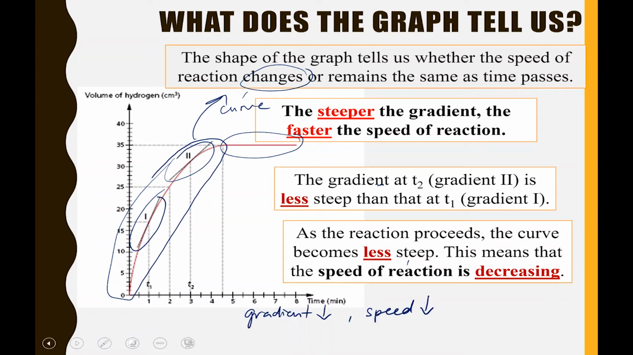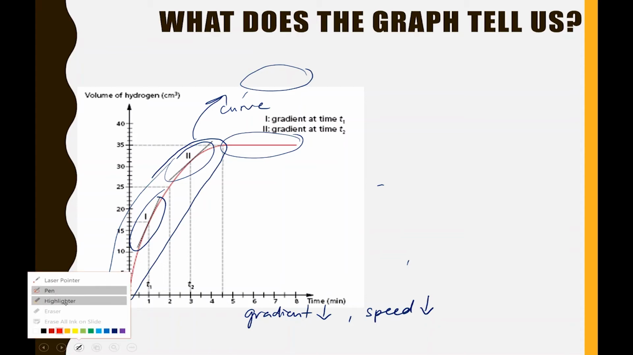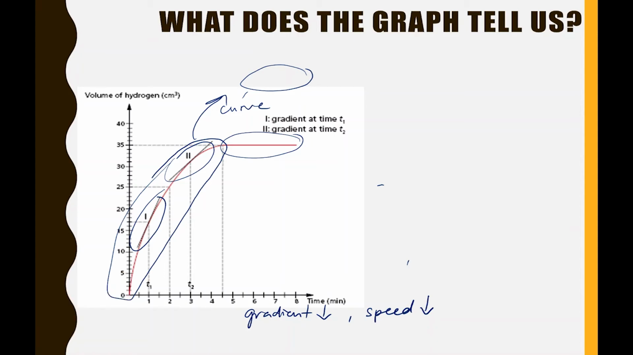Let's look at this part of the graph, where your gradient is equal to 0. That means the reaction has stopped. So what caused the reaction to stop?